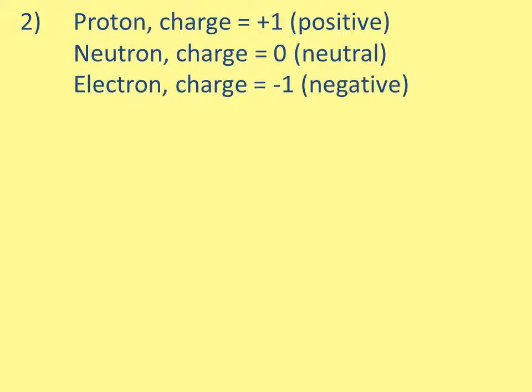Question 2. The names of the subatomic particles are the proton, neutron, and electron. The charge of a proton is positive, the electron is negative, and the neutron is neutral. All atoms are neutral because they contain the same number of protons and the same number of electrons. So therefore they cancel out and the atom altogether is neutral.